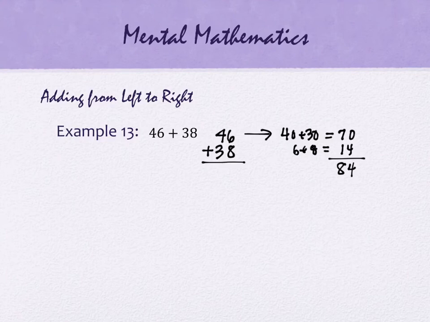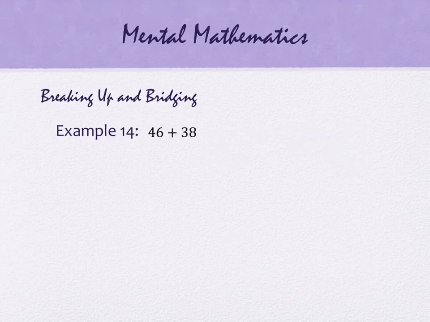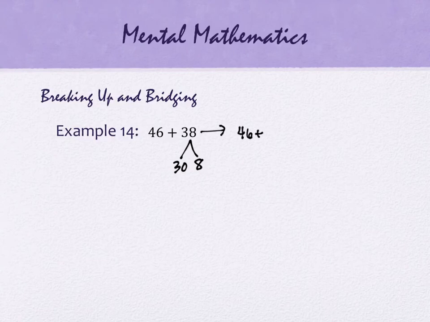Another one is breaking up and bridging. I really like this one. What breaking up and bridging does is it takes one of the numbers and breaks it up. We'll do the second number, 30 and 8. It adds the first number, namely the 46, to the broken up tens place piece, 30. Well, 46 plus 30 is 76. And then you add on the ones place. And 76 plus 8 would be 84.